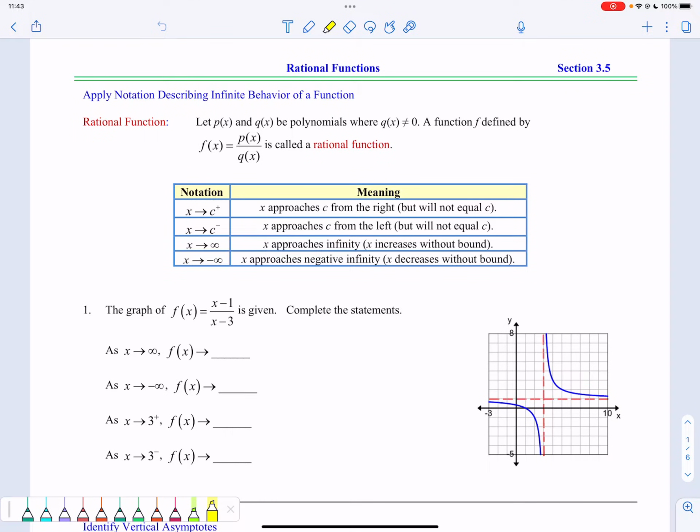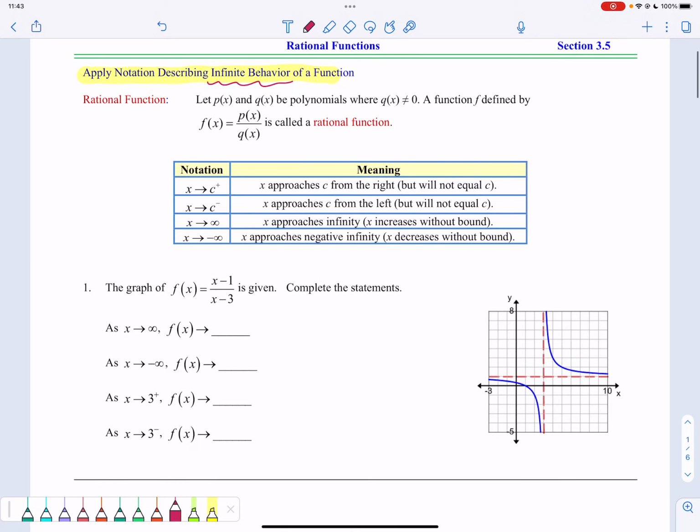This is section 3.5, rational functions, and we're going to begin with applying notation that describes the infinite behavior of a function. If we have a rational function made up of a quotient of polynomials, so p of x in the numerator and q of x in the denominator, they are both polynomials.